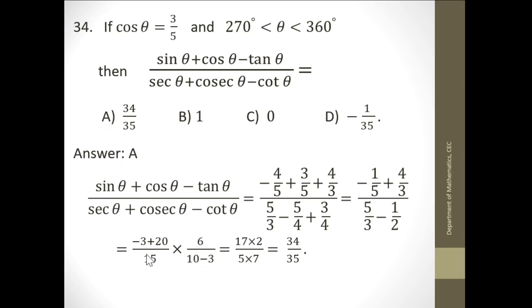And simplify. Here minus 3 plus 20 is 17, 6, 15, cancel 3, here 2, here 5. So 5 times 7 is 35, 17 times 2 is 34. Next question.